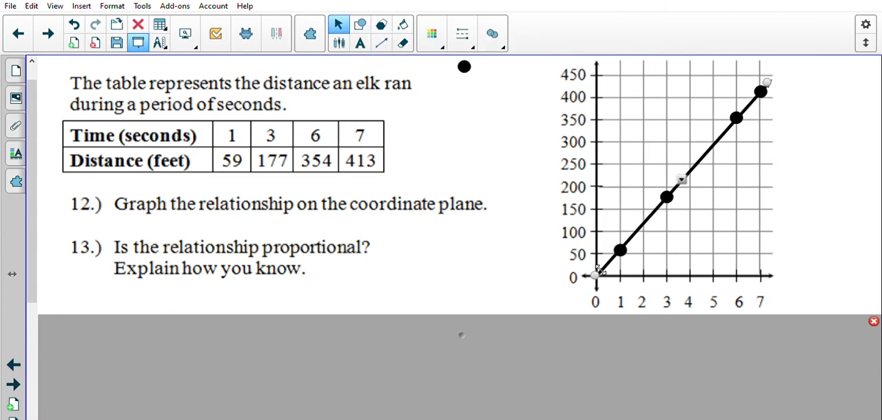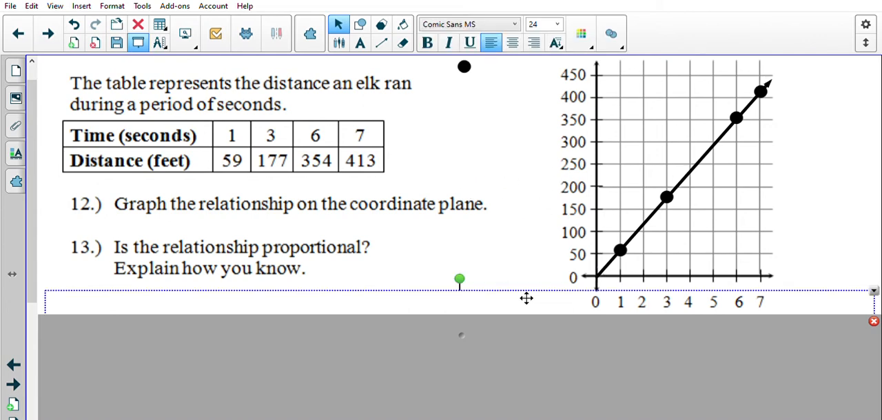It's kind of hard to tell. Let's extend that a bit. Yeah, it looks like it's going to go through 0, 0, but we can talk about how we know that it's going to go through 0, 0 here in a second. It says, is the relationship proportional, and explain how you know?